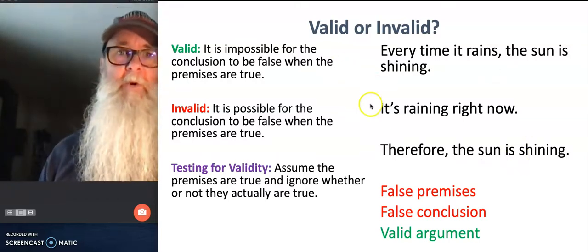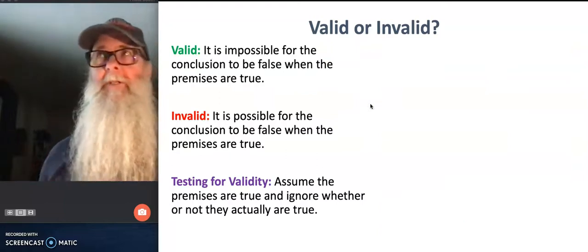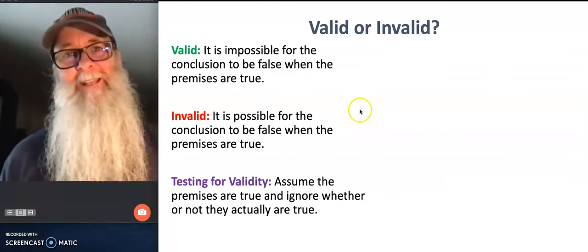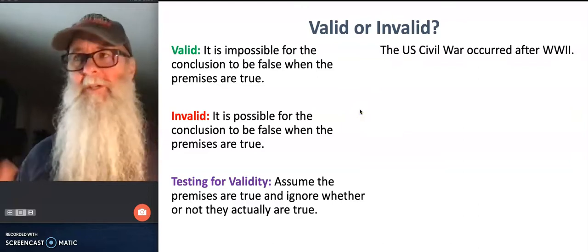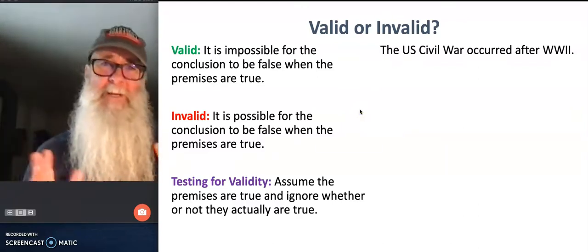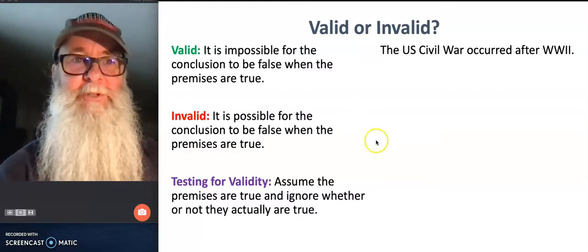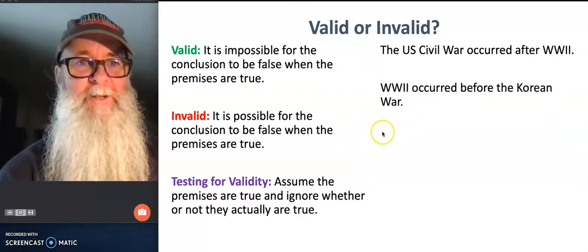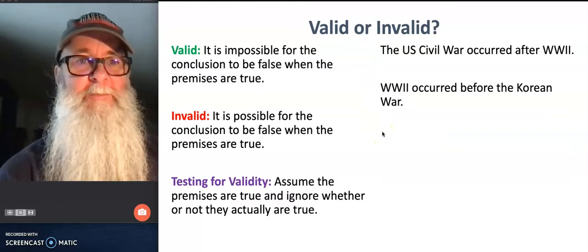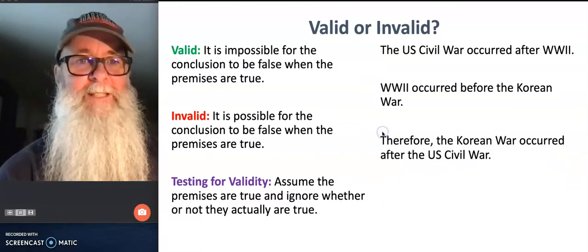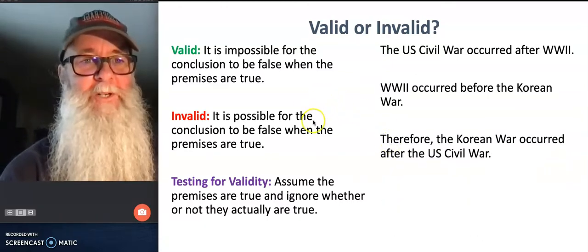All right, let's look at one more. And this last one is similar to a problem that really tripped people up in your homework related to some wars. I can't remember what the wars were. But here's our argument. The Civil War occurred after World War II. Second premise, World War II occurred before the Korean War. Therefore, the Korean War occurred after the U.S. Civil War.